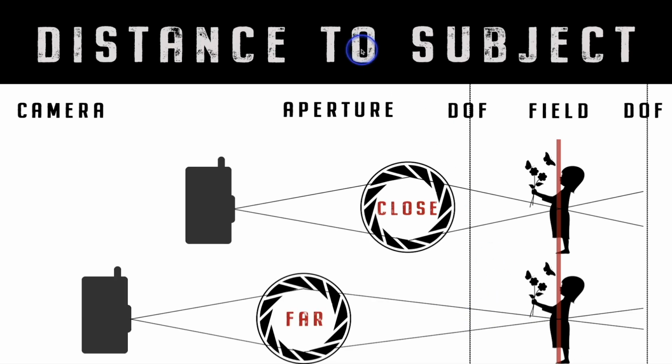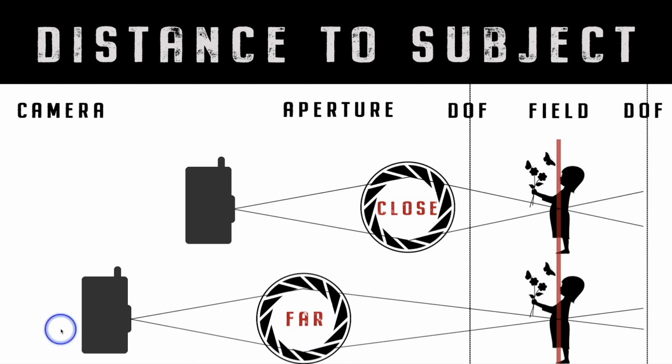So let's take a look at the two new options that we have. The first is going to be distance to subject. In this case, our subject's in the same spot. We're using the exact same lens, but we're moving closer in this image and farther away in this image. As we move close to our subject, notice that the light rays spread apart really quickly. And we know that when the light rays spread apart quickly, we have a shallow depth of field.